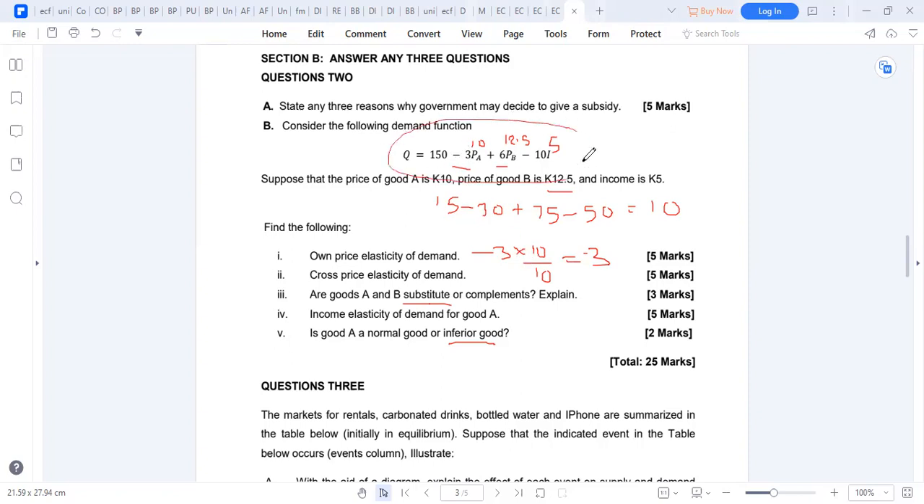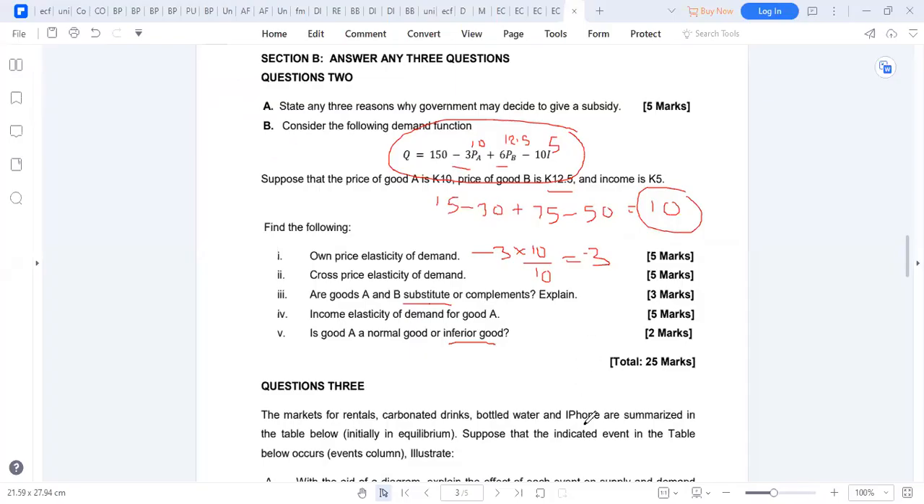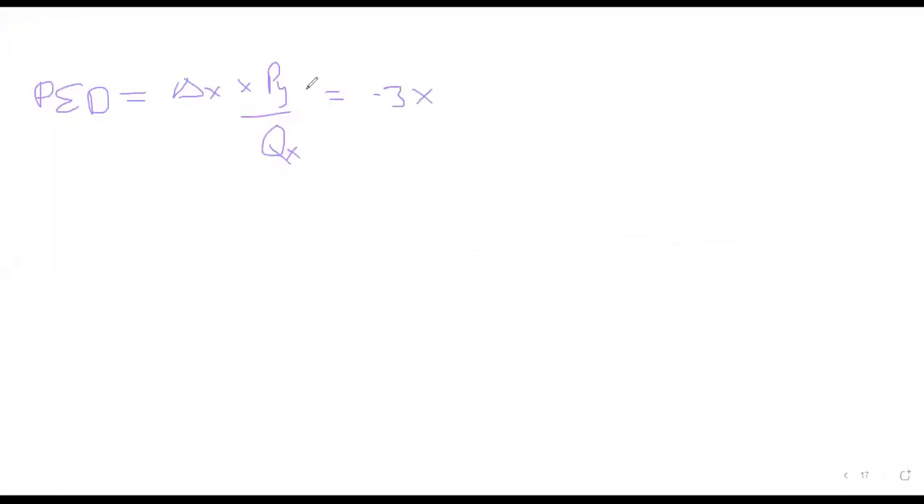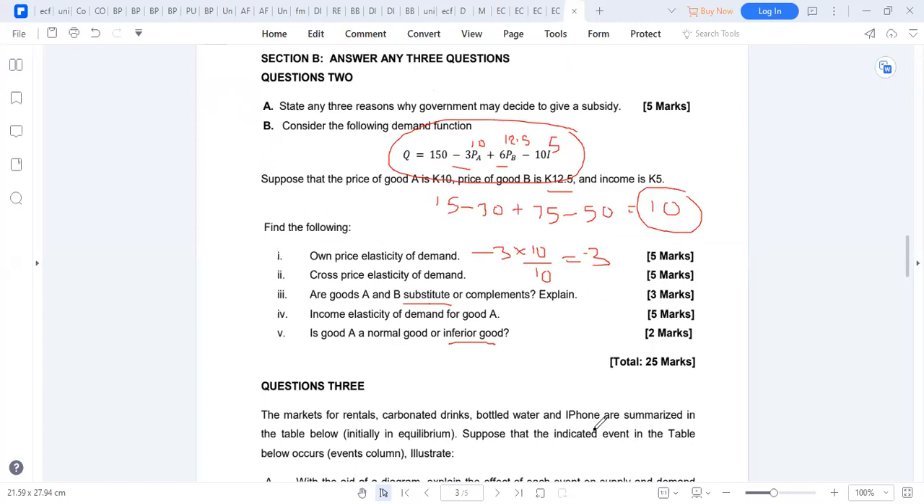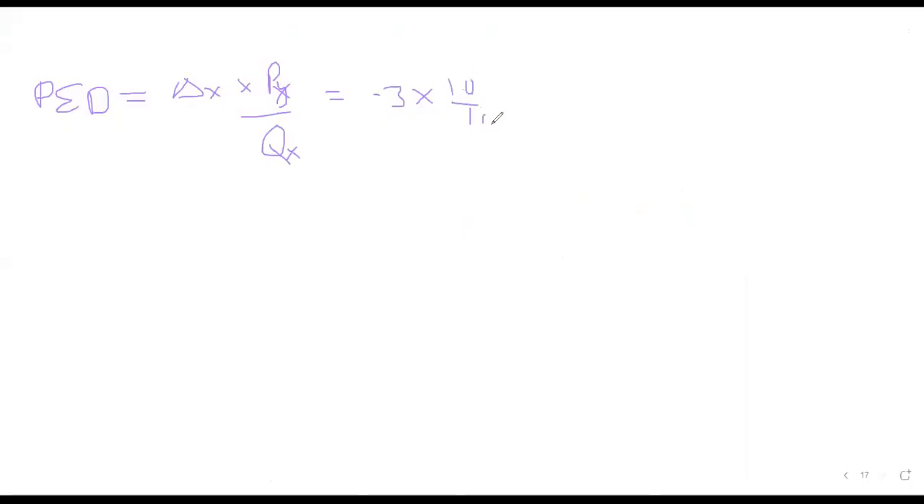So when calculating, we first substitute the prices that we've been given, 10, 12.5, and 5. The total is 10. And like I explained in the previous class, to find price elasticity, the formula is PED is equal to change in X times the price of good X over the quantity of good X. The gradient is -3, so put -3. The price of good X has been given as 10 kwacha, and the quantity for X is 10, so you put 10 over 10. So this will be -3. So demand here is elastic. If we had -0.3, it would be inelastic.